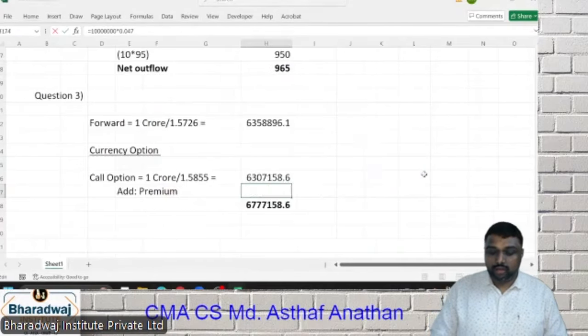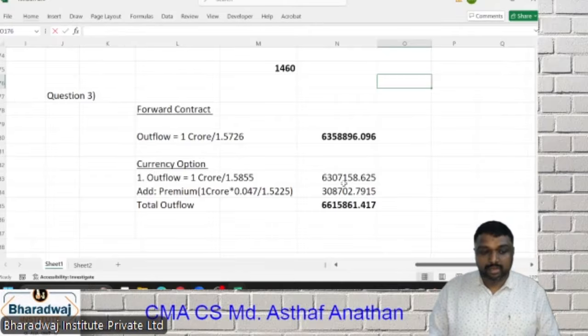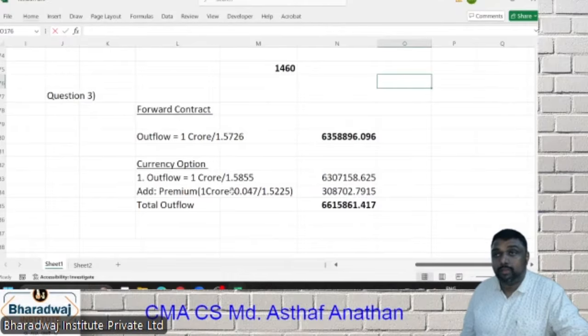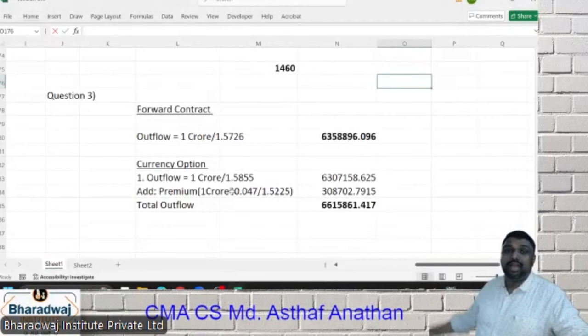We have taken it properly because they have given it in the previous year question, not the study material. So we have taken 1 crore into 0.7. So every JPY you have to pay 0.047. So it's JPY only, so you have to pay now. So the current spot rate is relevant. This is how you have to approach.